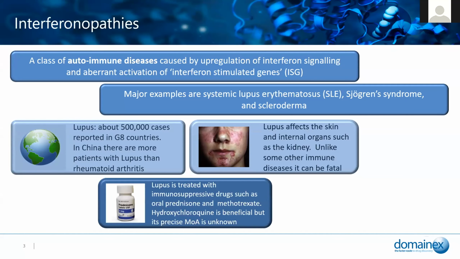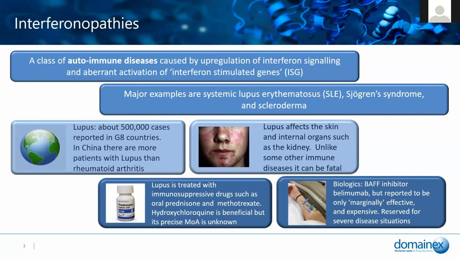Lupus can be treated with steroids and with methotrexate. And in fact, a drug that's very much in the press at the moment, hydroxychloroquine, is also used to treat lupus, but its precise mechanism of action, as per its muted action in COVID-19 treatment, is in fact unknown. In common with other immune diseases, there is a biologic treatment, a BAFF inhibitor called belimumab, but this isn't particularly effective and it's actually very expensive. And therefore, there is a very high unmet medical need for specific and effective treatments for interferonopathies. And that's why we were attracted to this particular disease class.